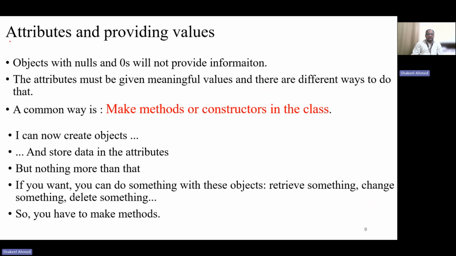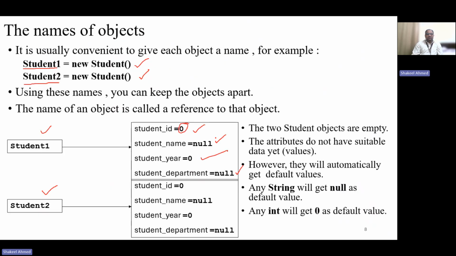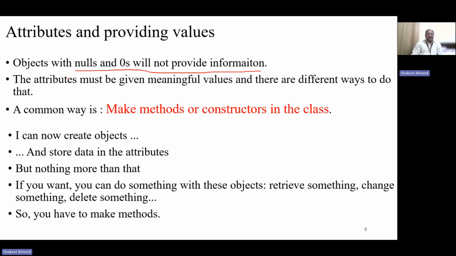Now, as you saw previously, objects with nulls and zeros will not provide any valuable information for us. So the attributes must be given meaningful values, and there are different ways to do that. Now I would like to give values to this. A student will have an ID, a name, and also a year. If you make a constructor without values, it will get the defaults based on the data type. So how do you do that?